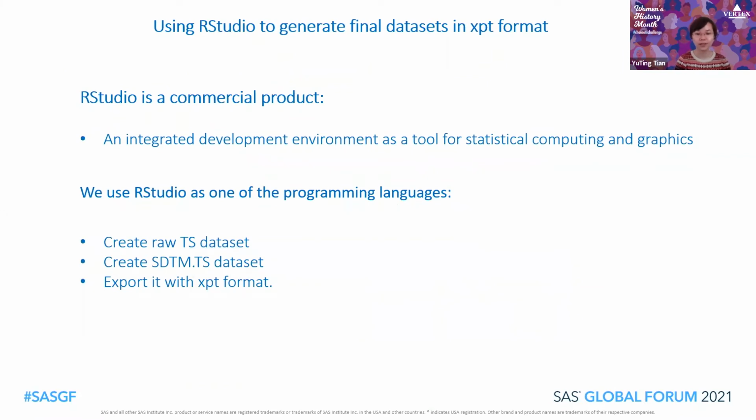So this slide shows you how to use RStudio to generate the final dataset in XPT format. First, we should know that R is a programming language that was developed cooperatively and non-commercially. RStudio is a commercial product. It's an integrated development environment, a tool for statistical computing and graphics. So in this section, we will use RStudio to create the raw TS dataset, to create the SDTM.TS dataset, and export the R file with XPT format. Next slide, please.